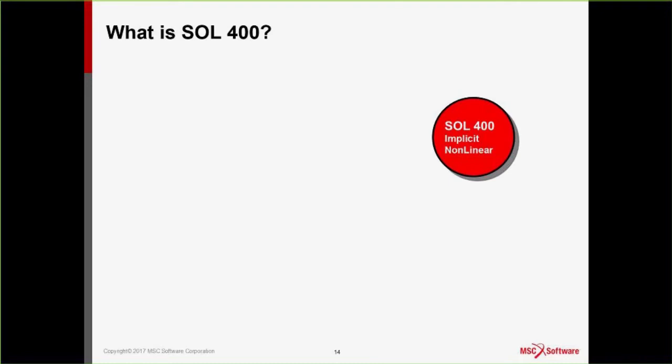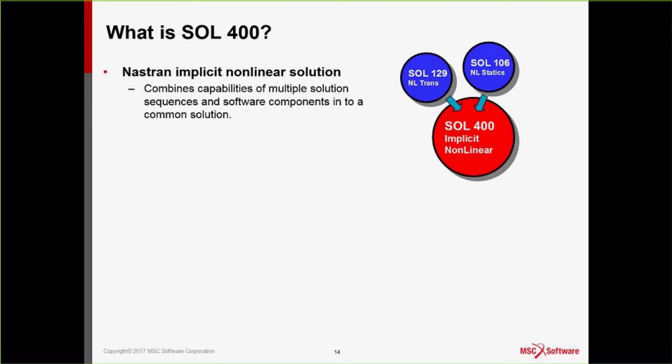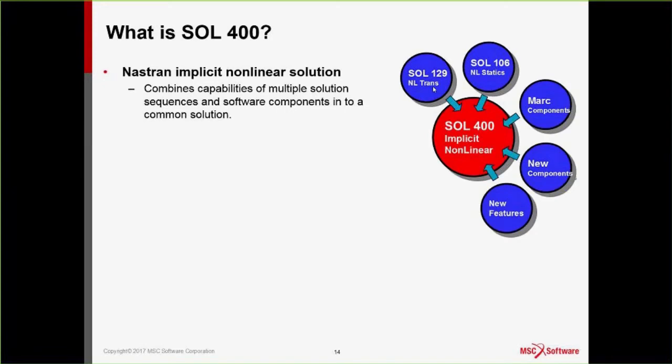Okay, have a brief overview before we jump into our example problem. So solution 400, what we've shown you so far, is a solution that we spent the last 10 years developing. And we think our solution 400 is battle tested and battle hardened because we've received a lot of user support over the years. We've been improving it. But the starting point of solution 400 is we brought in our older solutions, 106 and 129, static and transient, and we brought in a lot of the new components coming in from Mark and our new features. Components like contact are brought in from Mark. New components like solid composites and cohesive contact, a lot of the new things are directly brought into solution 400.